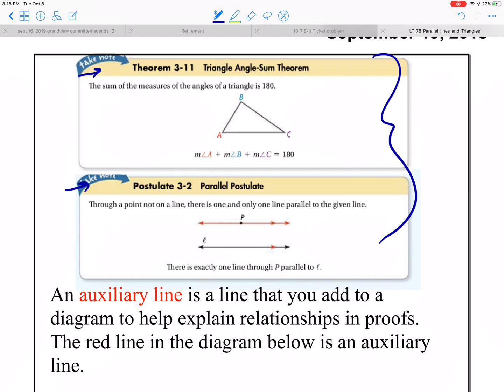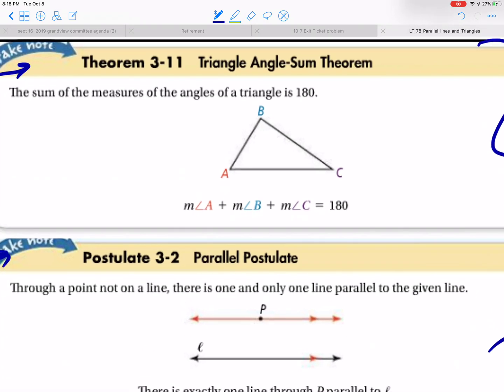Okay, now that you have added these two to your handbook, let's look at what they mean. The first theorem, triangle angle sum theorem, says that the sum of the measures of the angles of a triangle are 180. This tells us if we add all three of these angles, we will get 180 degrees. That works for any triangle.